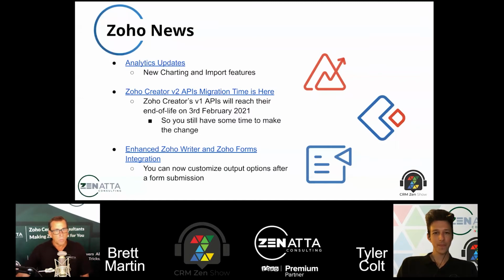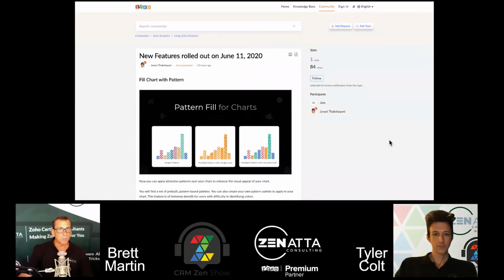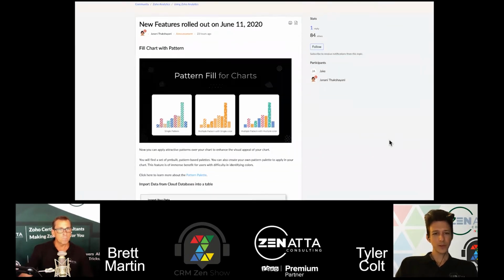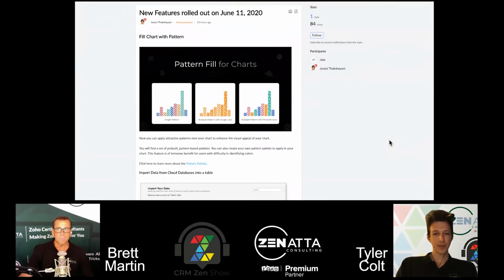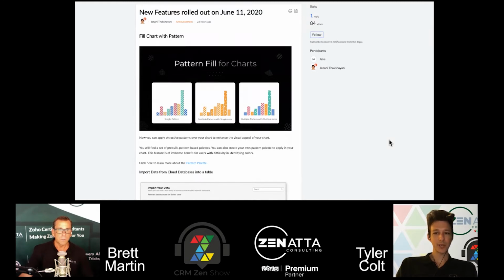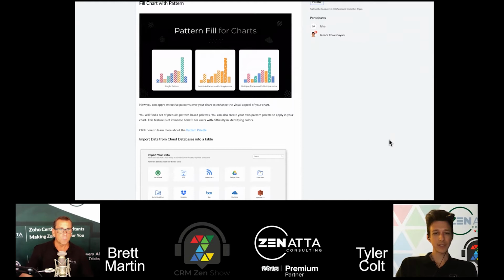So let's start with one of your favorite applications, Tyler, Zoho Analytics. They had small updates, but look like they're pretty significant. Yeah, so there's one little update around adding in pattern fills for charts. This is basically where, additionally to having different colors in different chart elements, you can now add patterns, right? So you could add like diagonal lines, little star call outs, kind of polka dots. So it's just a couple different ways to differentiate different pieces of data on a chart.